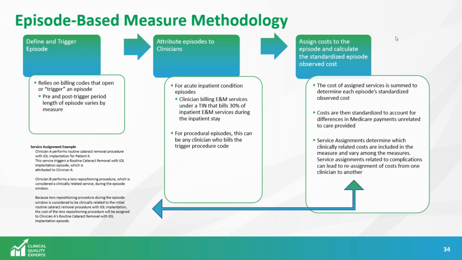Then we move to attribution. In our example for cataract episodic cost, this is any clinician who bills a trigger procedural code. So it's not necessarily the cataract surgeon. It could be, say, an optometrist or a retinologist who sees the patient within that time frame. All right, the third step here is to assign costs to the episode and calculate the standardized episode observed cost. These are standardized to account for differences in Medicare payments that are unrelated to the care provided.